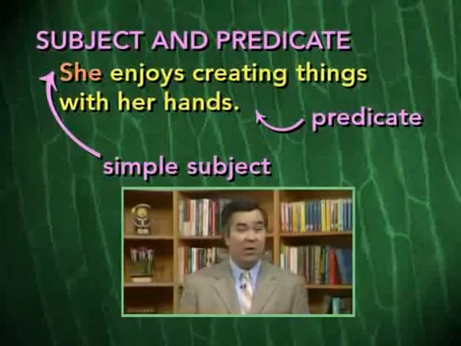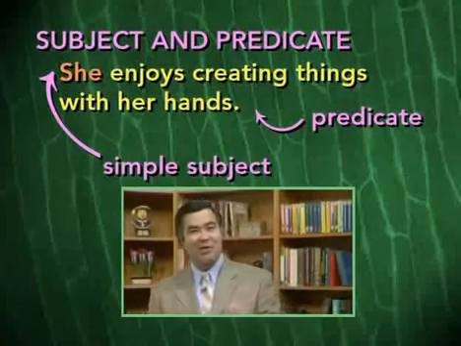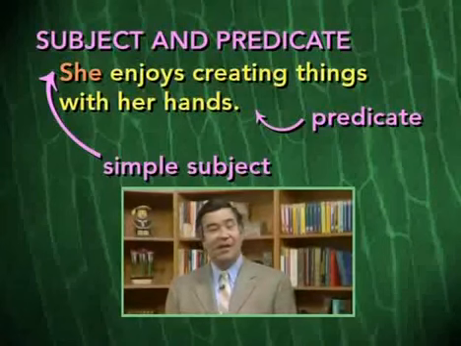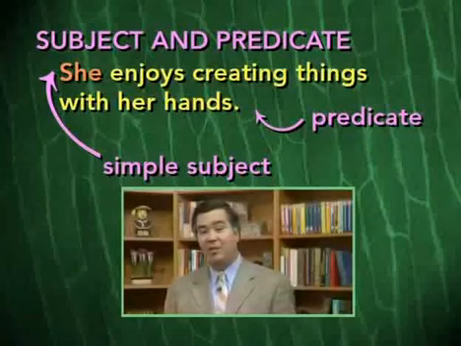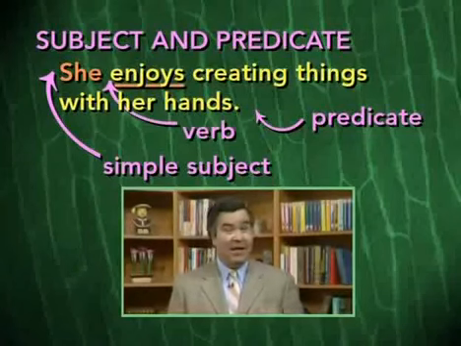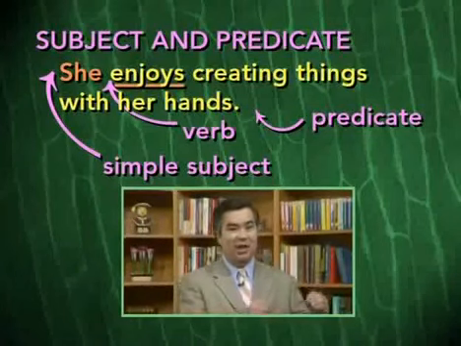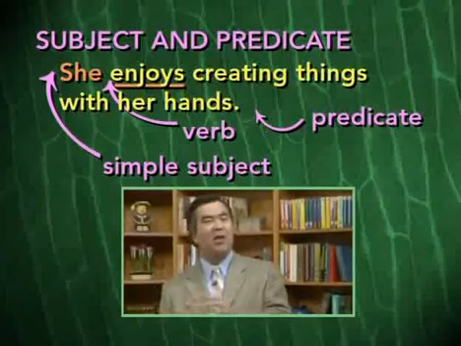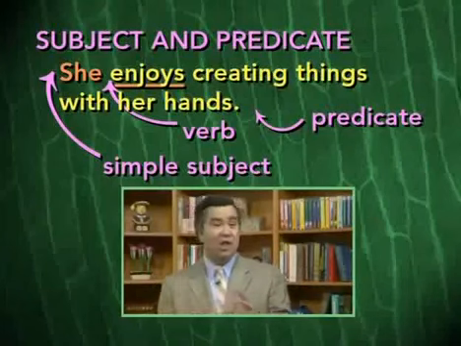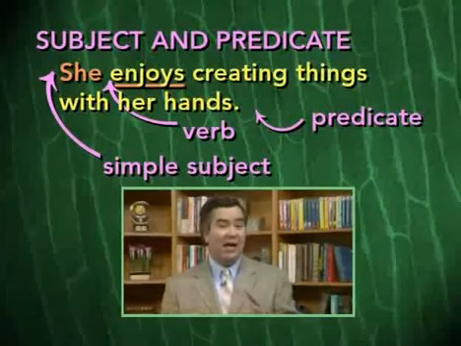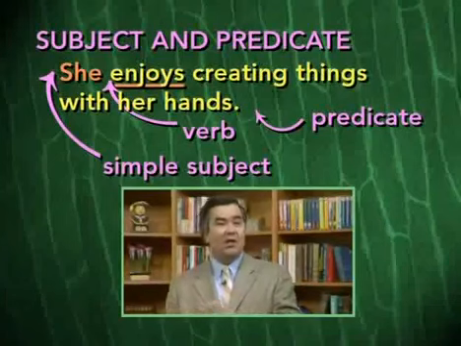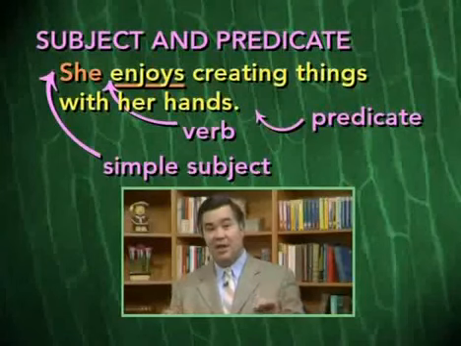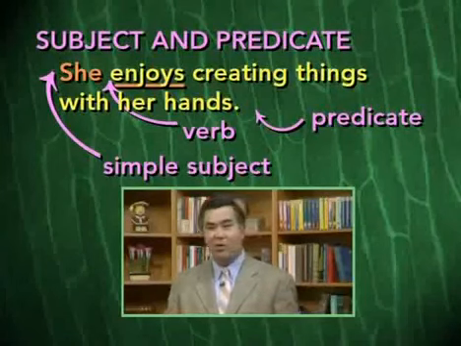Focusing on the predicate for a moment, is there one word there that's most important? The verb, which tells us exactly what the subject does. Yes, the verb, the most important word in the predicate, is enjoys. That tells us exactly what the subject, she, does. She enjoys. And the other words in the predicate tell us more information about what she enjoys. She enjoys creating things. And how does she create them? With her hands. So all the other words in the predicate give us more information about exactly what the subject does. But enjoys is the most important word in the predicate.